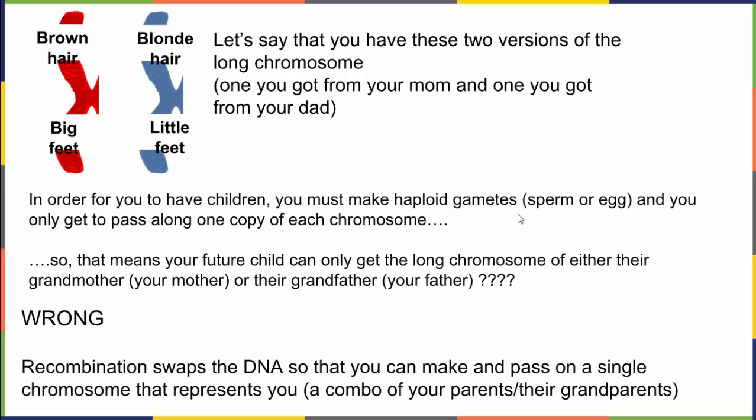However, this is where our recombination comes in. Recombination can swap the DNA so that you can pass a single chromosome that is more of a combo, a combo of your parents, which would be the grandparents of your child.